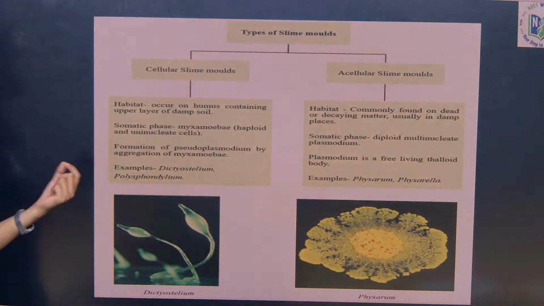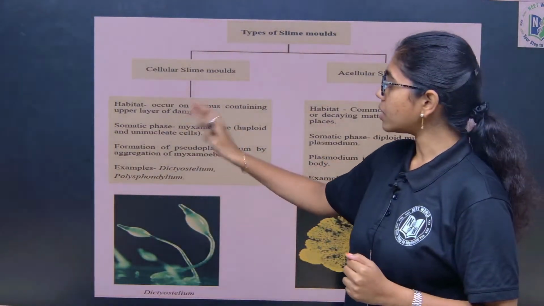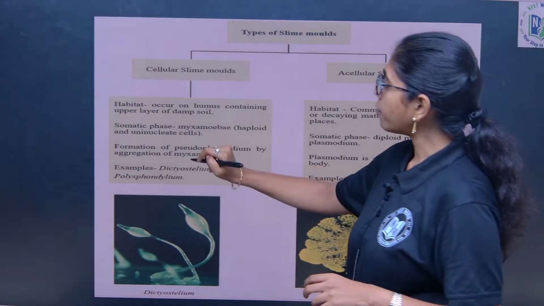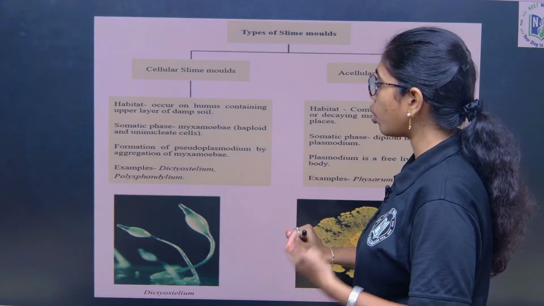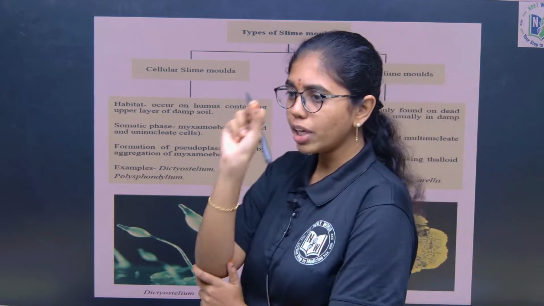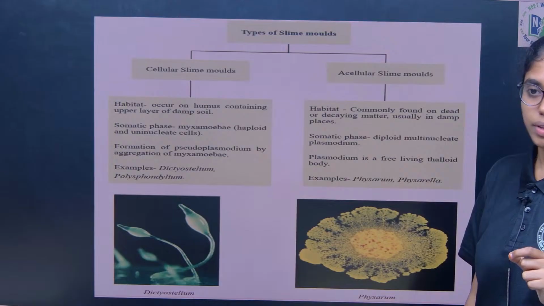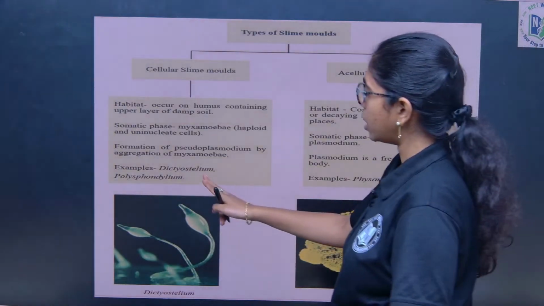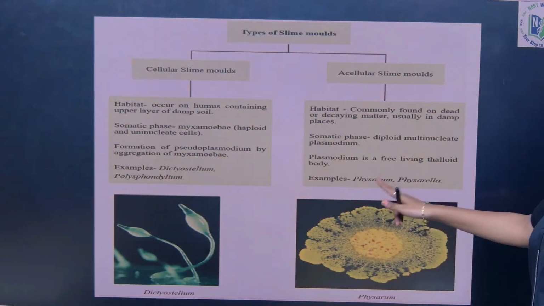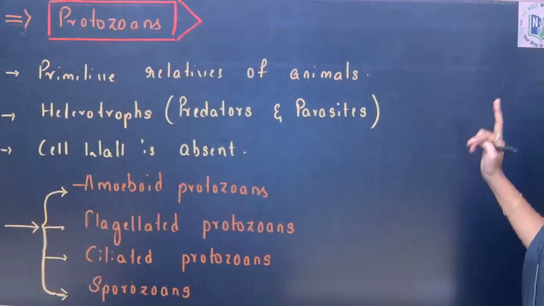Now we will see the clear differentiation between cellular slime molds and acellular slime molds. Cellular slime molds' habitat occurs on humus containing upper layer of damp soil. In the somatic phase you will observe formation of pseudoplasmodium. Just remember, in cellular slime molds you will have a uninucleated condition for each cell. In acellular slime molds, a cenocytic condition is observed in the cells. What you have to remember is the examples. Dictyostelium and Polysphondylium are the two examples under cellular slime molds. Fuligo and Physarum are the examples of acellular slime molds. Clear with slime molds now? Any doubt anywhere?